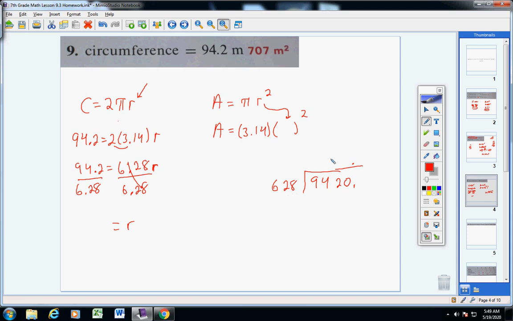628 goes into 942 one time, and I'm left with 314. Alright, now let's try 5 of 44. Yep, there we go. Exactly 15. So that's not your answer, guys. That's your radius. So now I know the radius. So pick up your radius, put it in right here, and we're ready to go.